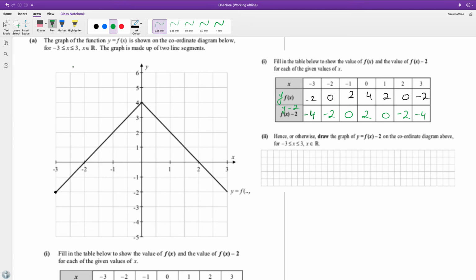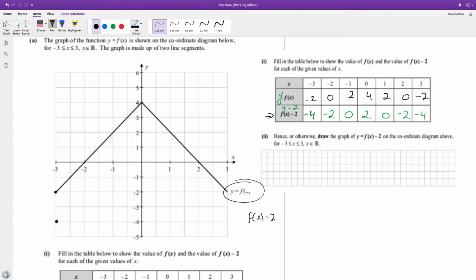Right. Hence or otherwise, they want me to draw this graph then. So, where am I going to put this point? Go out to -3 and go down to -4. So that one is drawn already. That's your f of x. We're going to draw on the f of x minus 2. So there's my first point. Out to -3, down to -4.